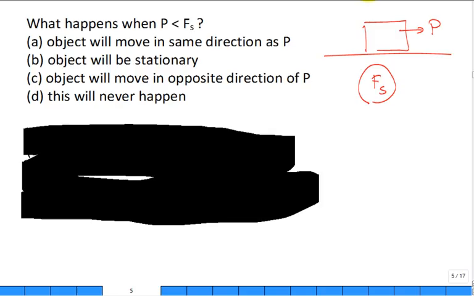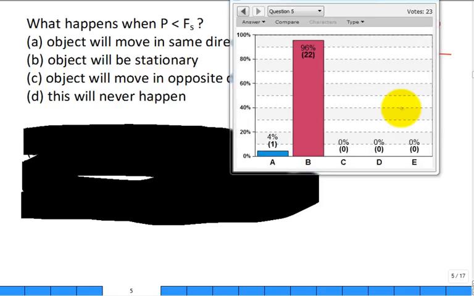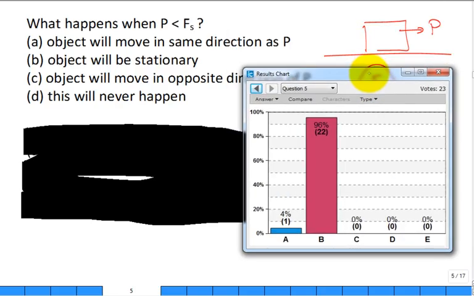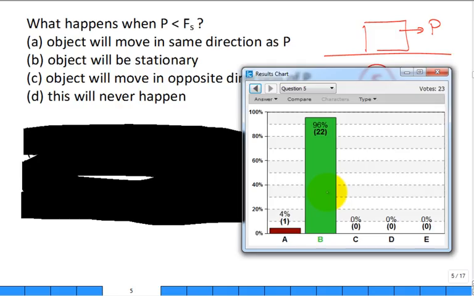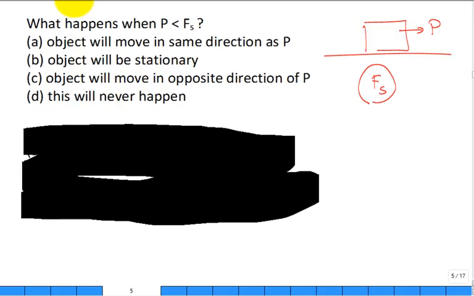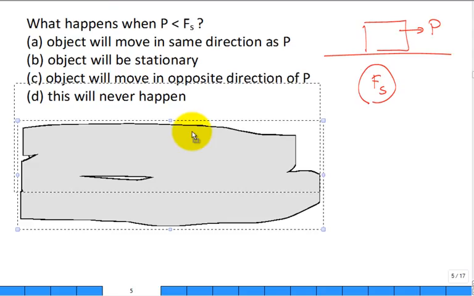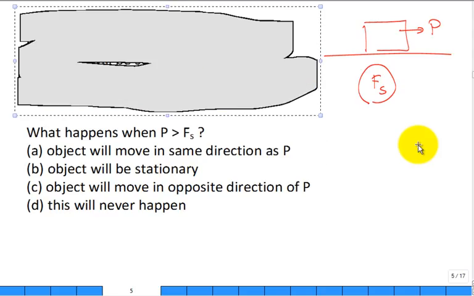Done. All right. That was a pretty easy question, wasn't it? I'm glad to see that. So it remains stationary. All right, let's try this one. What happens when P is greater than F of S?